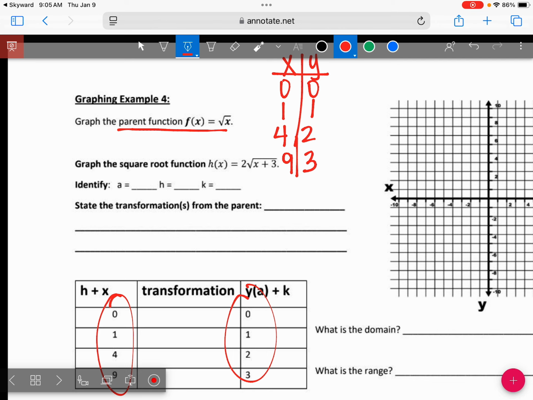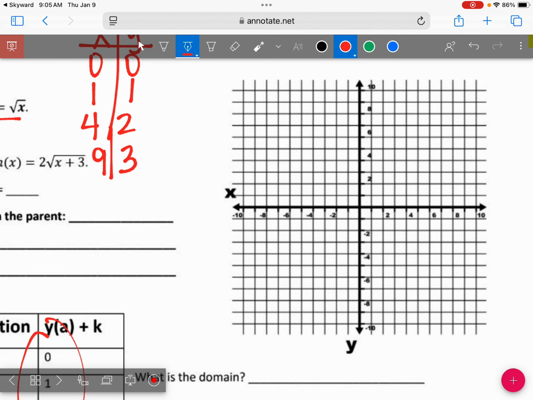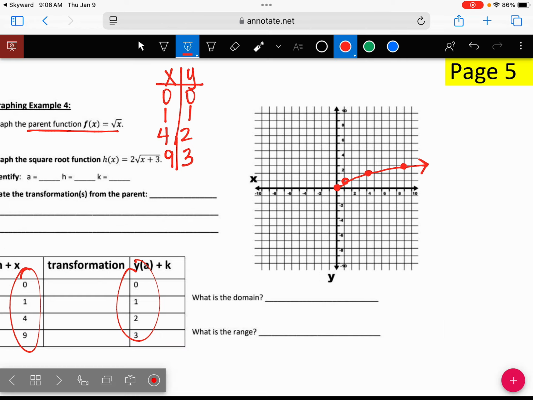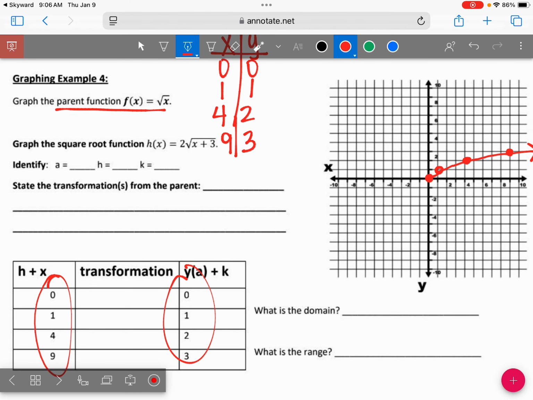0, 0, 1, 1, 4, 2, 9, 3. So it's going to look just like that. So that's the parent for our square root graph. Whenever you apply your transformations, the method that we use will never change.